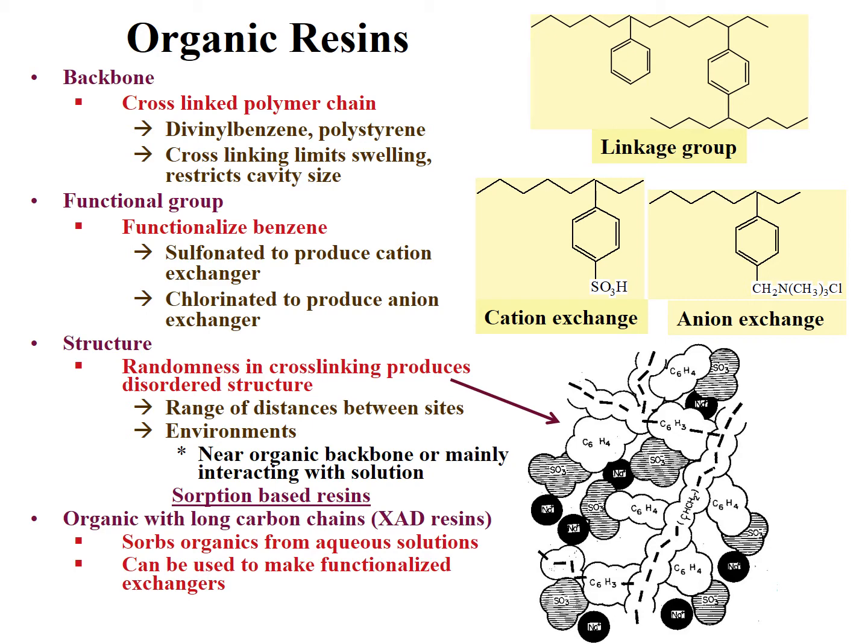For example, humic acids, which are organic matter in groundwater, dissolved natural organic matter in groundwater. When they sorb metal ions and you run that through an XAD resin, you can sorb the metal ion onto the XAD resin. And also, with these XAD resins, you can sorb other organic molecules to them, so you can wind up functionalizing the XAD resin and make those into functionalized exchangers.